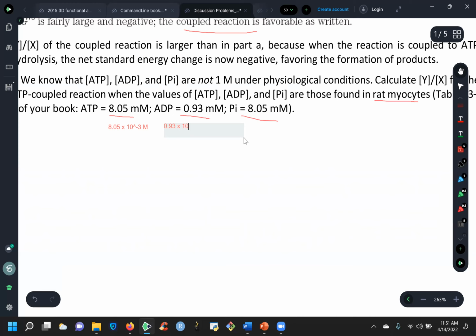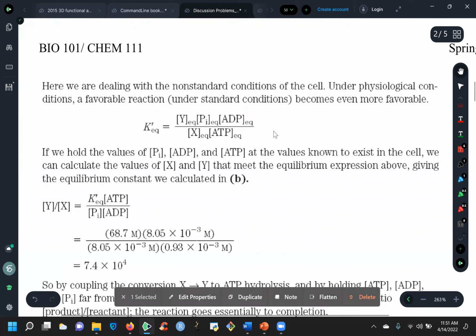All right, so times 10 to the power of negative 3. Then you do the same for this last one. I'm not going to do it, but now we use the exact same formula. The K equilibrium is equal to our products over reactants. For our products, it was just Y, inorganic phosphate, and ADP. That didn't change. And our reactants were just X and ATP. Hopefully this is becoming easier now that we're seeing it over and over again.